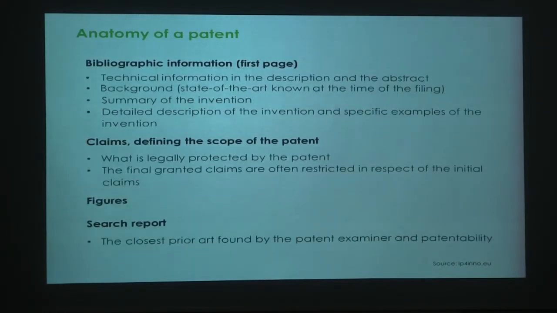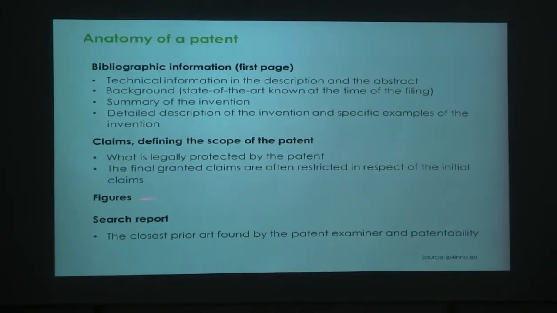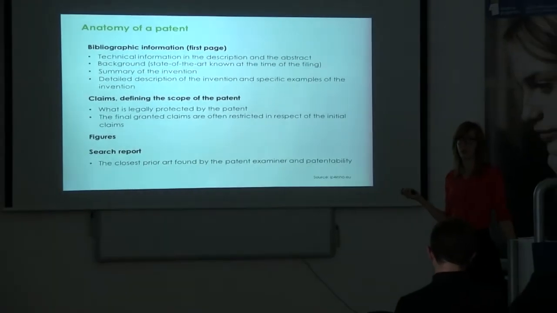So as I've said, first page, bibliographic information, every patent has this. Claims define the scope of the patent. Often in the process of granting the patent, like in patent applications, you want to protect everything, usually more than you have invented. Then patent examiners usually say, no, this has been known for centuries, you have to narrow them down. So it's good to know which documents you find are patent applications and which are granted patents, because granted patents usually are much narrower in respect of scope. And also then you have figures and search reports, and this is the feedback you get from a patent examiner about whether your patent is new or not.